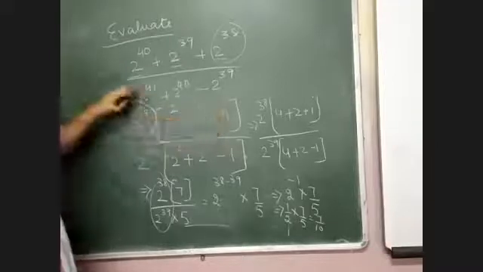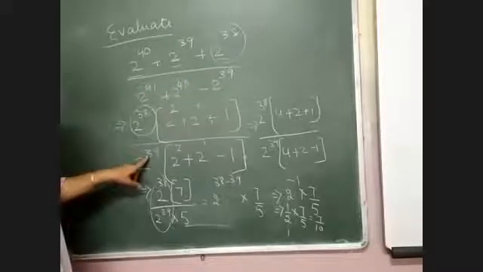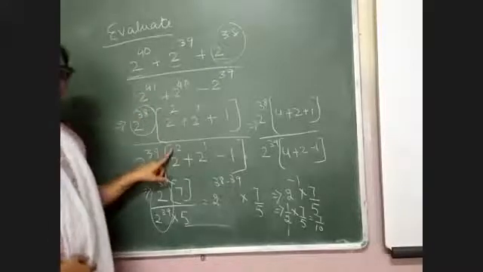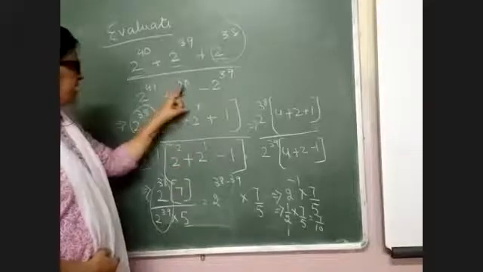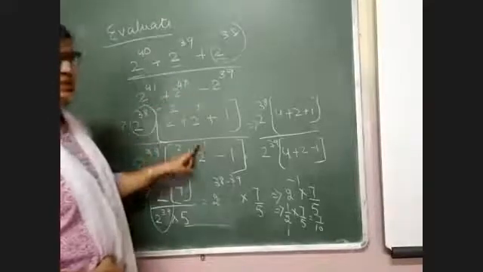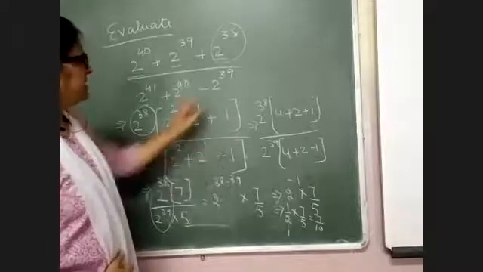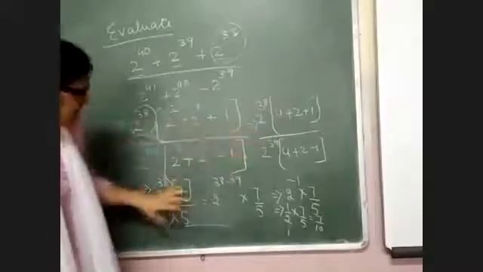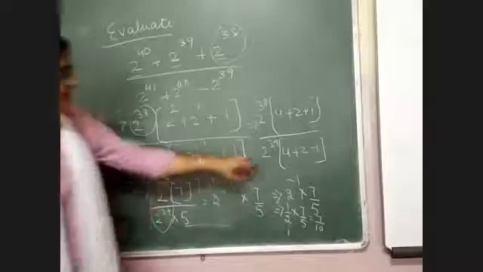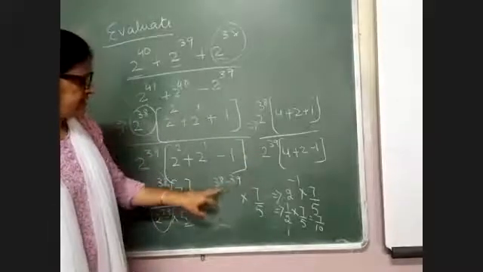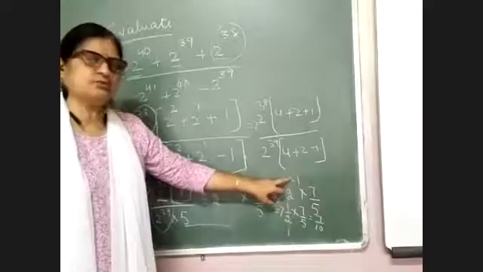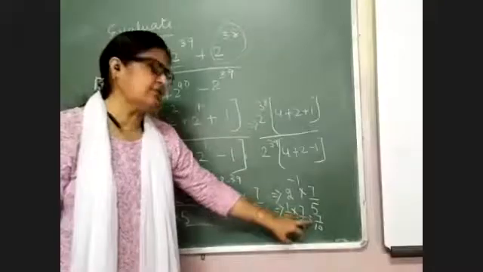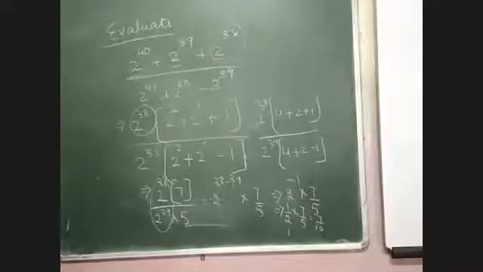Now in the denominator, 2 raised to the power 39 is common. So 41 minus 39 gives 2 raised to the power 2, plus 40 minus 39 gives 2 raised to the power 1, minus 2 raised to the power 39 common, so 1 is left. When we solve this, minus 39 plus 38 gives 2 raised to the power minus 1 into 7 upon 5. So 1 upon 2 into 7 upon 5 is equal to 7 upon 10.